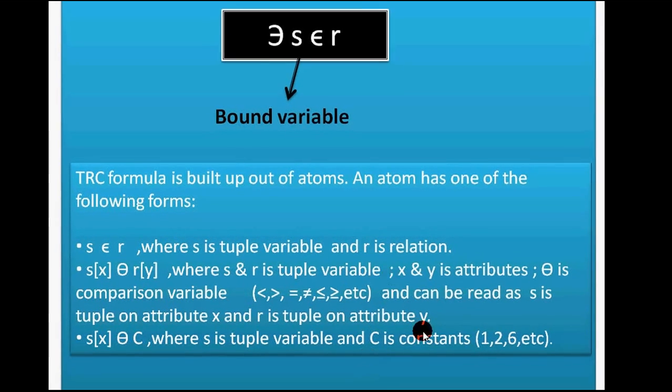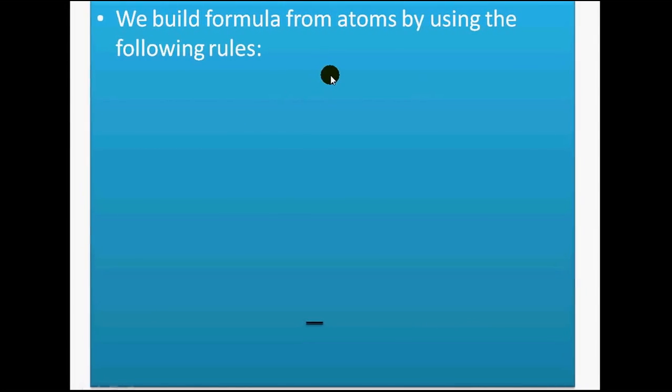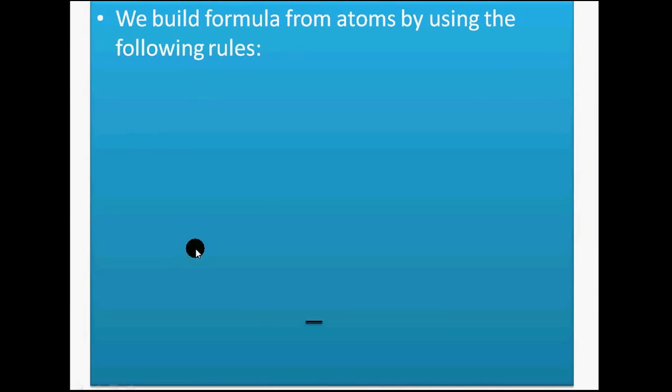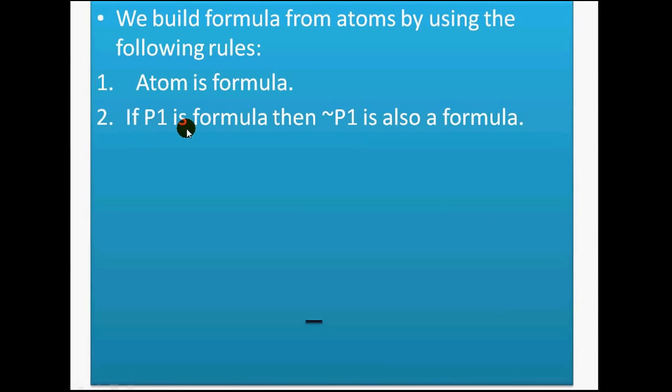We can build a formula from atoms by using the following rules. The first rule is that an atom itself is a formula. The second rule is that if P1 is a formula, then not P1 is also a formula. So the first rule says an atom is a formula, and the second rule says if P1 is a formula, then not P1 is also a formula.